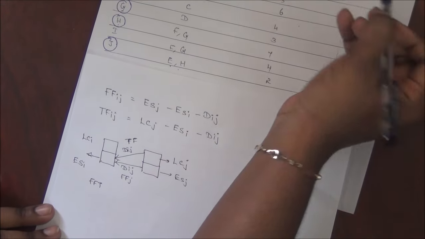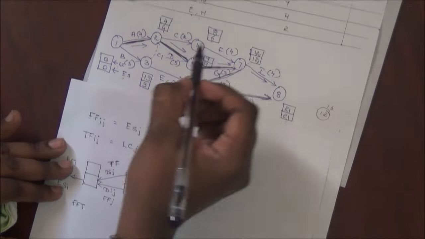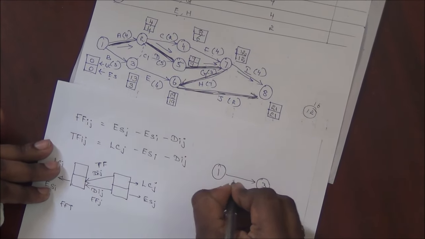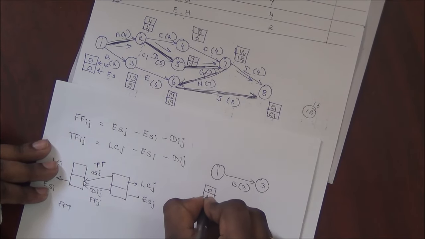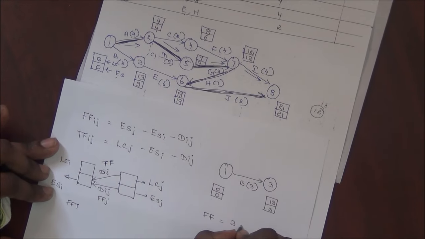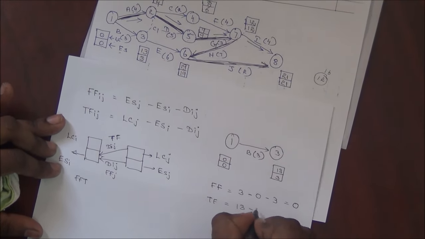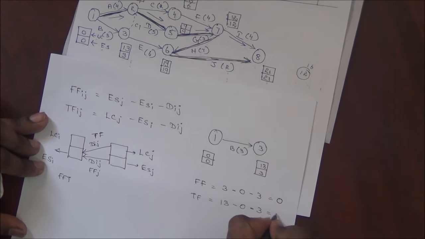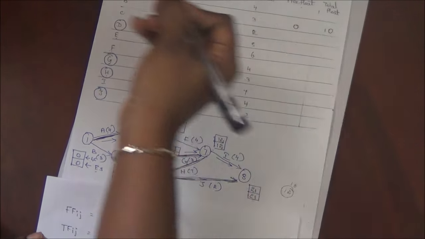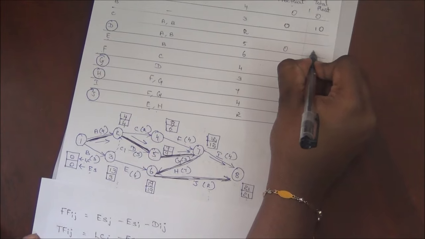Now let us calculate for the non-critical activities B, C, D, E, I. So from the network diagram, for calculating B, it is from 1 to 3, B. It has values of 3, 0, 0, 13 and 3. So the free float is 3 minus 0 minus 3. It will result in 0. Whereas the total float is 13 minus 0 minus 3, which results in 10. So we are going to write it as free float 0, total float 10. For the critical activities, the free float as well as the total float will always be 0. If we calculate also, we will get 0.